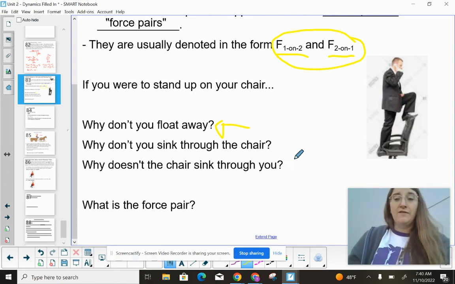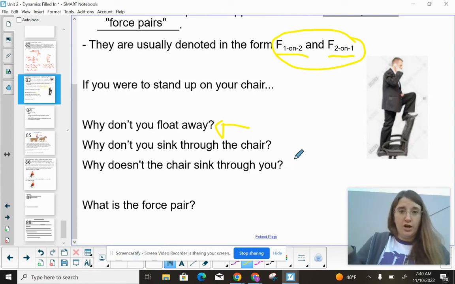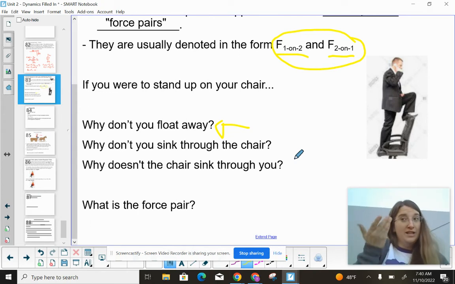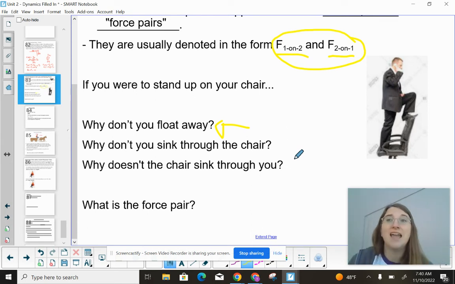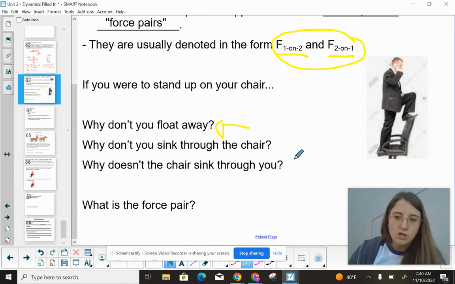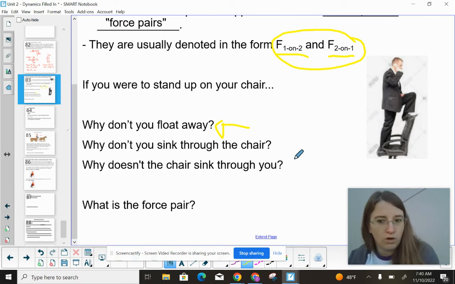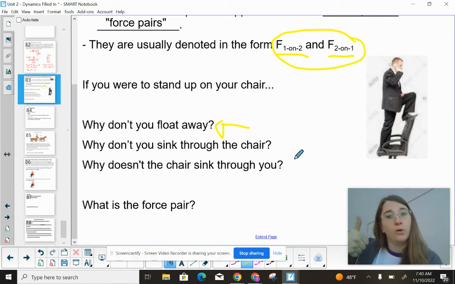Otherwise, if you were just exerting a force on the chair and the chair didn't exert a force back, you would crush the chair and start sinking through it. This has to be true for anything to remain at rest, right? With me sitting right now, I'm not sinking through the earth. The net force on me has to be 0. So if I exert a force downward, there needs to be a force upward for me to remain at rest.